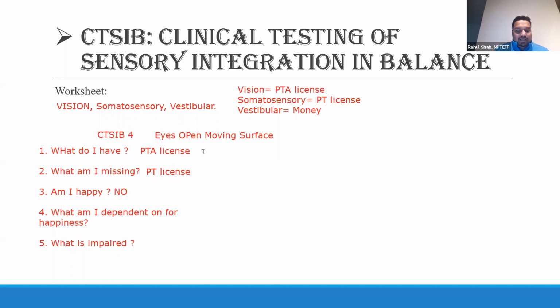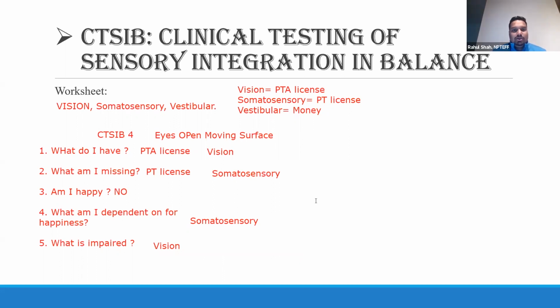So what do I have? I have my vision again. And what am I missing? I'm missing my somatosensory. Am I happy? No. What is going to give me happiness? The answer is clear, right? So you're dependent on your somatosensory. And what is impaired? Your vision is impaired. So this is for CTSIB4.